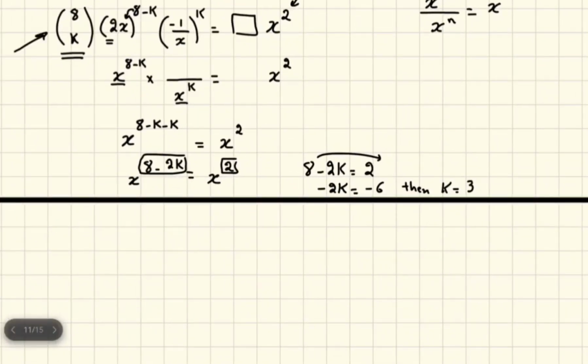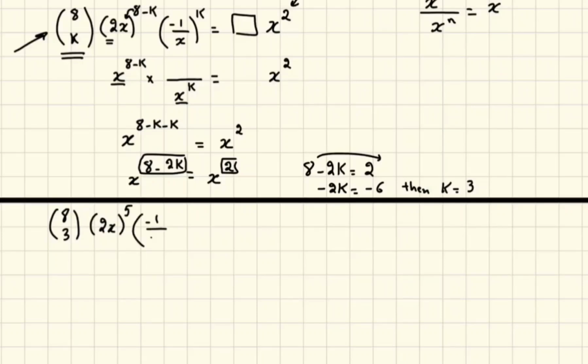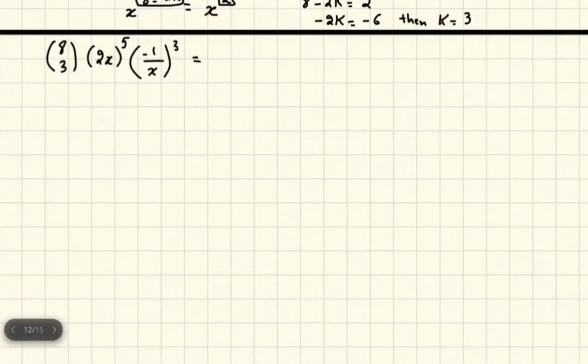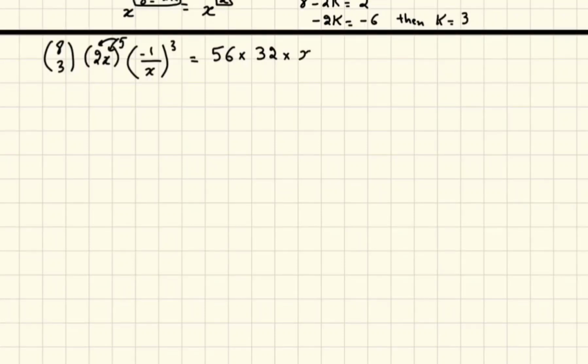Let's go back to this rule and write 3 instead of k. So I will write now 8C3, 2x exponent 8 minus 3, because 8 minus k will be 5, negative 1 over x exponent 3. Let's simplify this. I expect my answer will be in terms of x squared. 8C3, we can use a calculator to do that, and in this case it will be 56, multiplied by, we distribute the 5 to the 2 and the x, we get 2 exponent 5, which is 32, multiplied by x exponent 5.